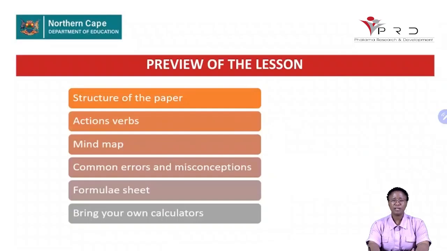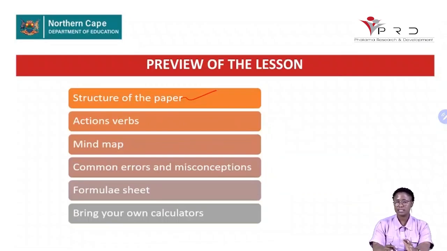Now, preview of our lesson, what did we do? We looked at the structure of the question paper. We did say that you will see a multiple choice, you'll see some definitions, you'll see some stoichiometry calculations in this section, you'll see some pH calculations also. What do you do? You just convert to number of moles. We looked at some action verbs to say if the examiner says define, identify, explain, what is it that the examiner is actually asking from you.